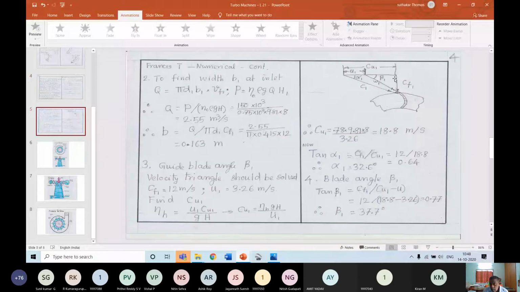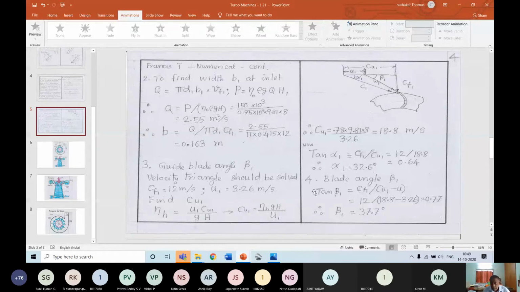Then you can complete the entire velocity triangle. The basic velocity triangle is the vector equation c1 equal to u1 plus w1. Now once the triangle is known, it's fairly simple to calculate the angle alpha 1, because tan alpha 1 is cf1 divided by cu1. So alpha 1 is the inverse tangent of that. You get a value of 32.6 degrees.